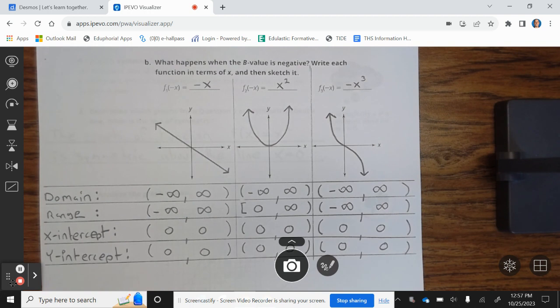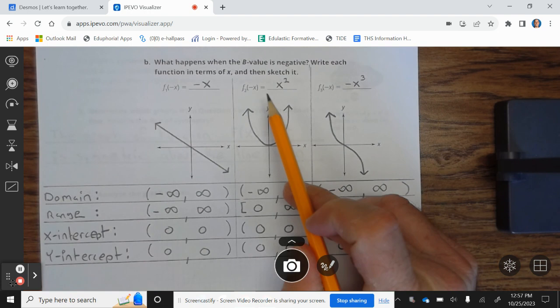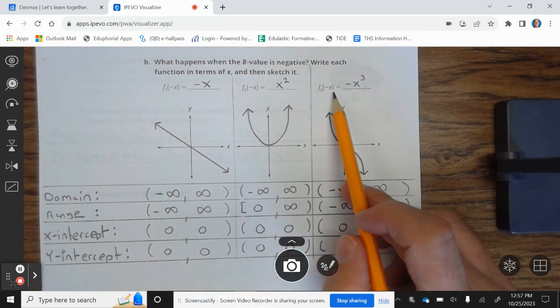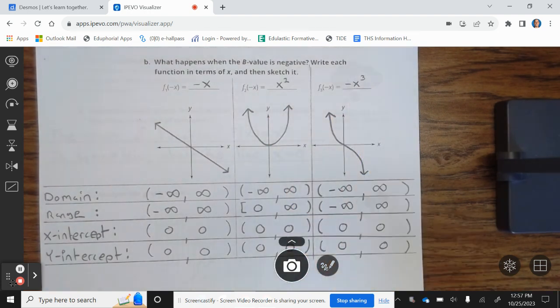What happens when the b value is negative? Write each function in terms of x and then sketch it. f of negative x is negative x. f of negative x is positive x squared. f of negative x is negative x cubed.